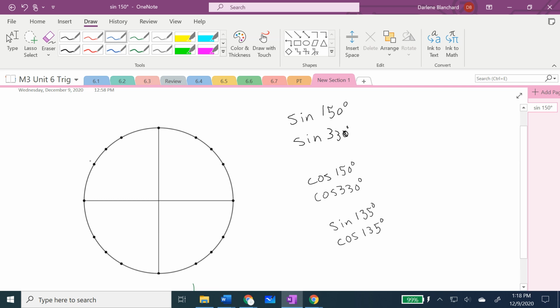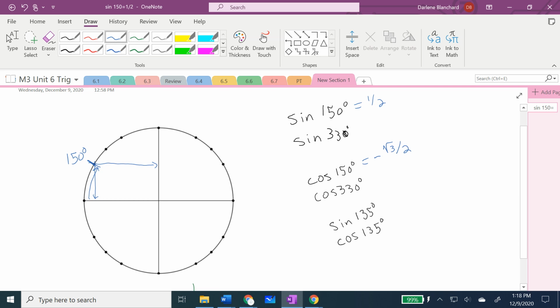150, you want to know that that's 30 degrees shy of 180. So going backward 30 degrees, I hit this spot. Sine is the y-coordinate. The y-coordinate is positive 1/2. If I look at cosine of 150, that is the x-coordinate, and that x-coordinate is the third one out on the negative x-axis. So it's negative root 3 over 2.